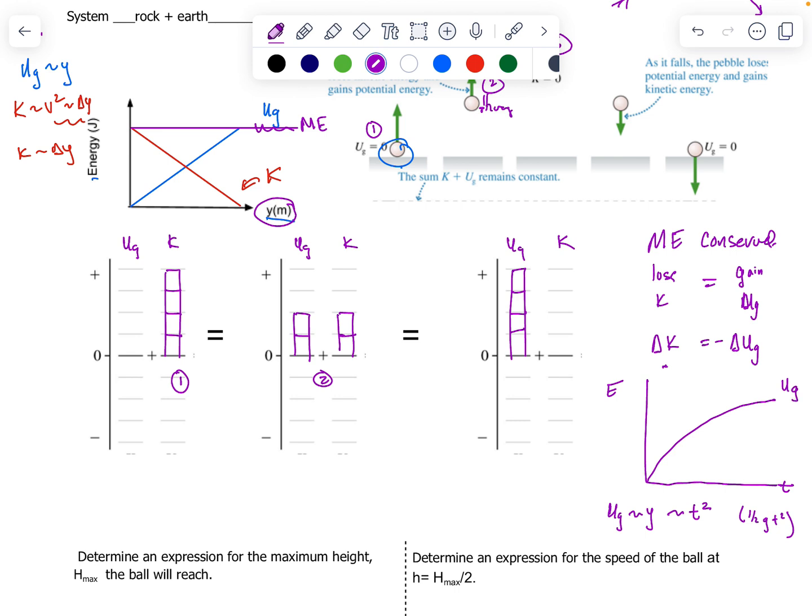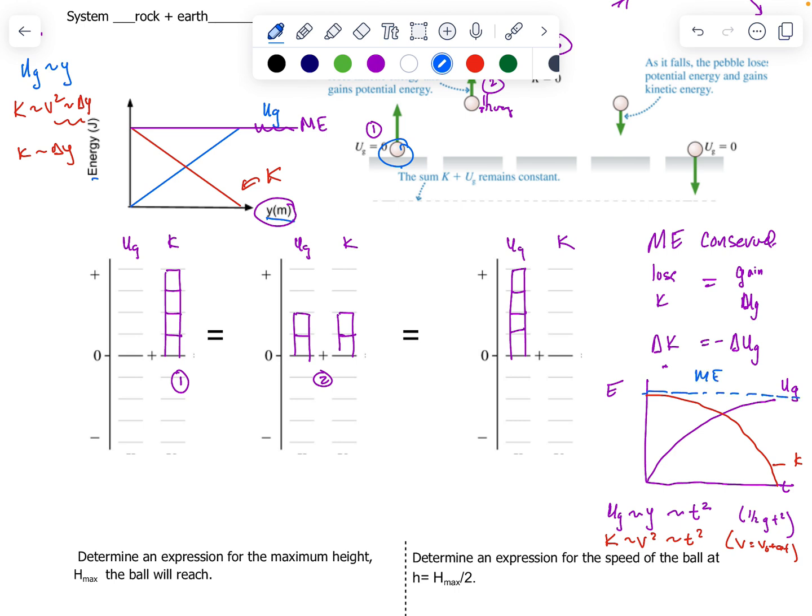I probably should use the same colors as I used before. And then kinetic energy, which is proportional to v squared, is also going to be proportional to t squared. Again, for constant acceleration, if you remember, we have this kinematic equation. So that also will look parabolic in nature. So then we'll see the kinetic energy be parabolic the other way. That would be the kinetic energy. And of course, the total mechanical energy, I'll draw at the top here, that would remain constant and conserved.